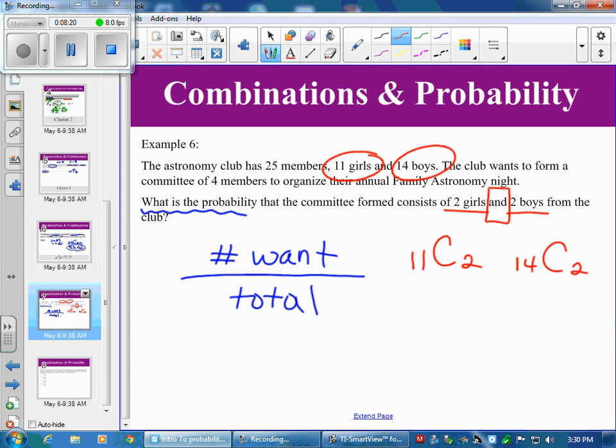If this had said "or," it would tell me to add, whereas "and" is going to tell me to multiply. So I'm multiplying the number of ways I can get groups of 2 girls out of 11 times the number of ways I can get 2 boys out of a total of 14 boys. But because this is probability, all I've figured out so far is what I want. The total would be the 25 people, and I'm choosing a group of 4.